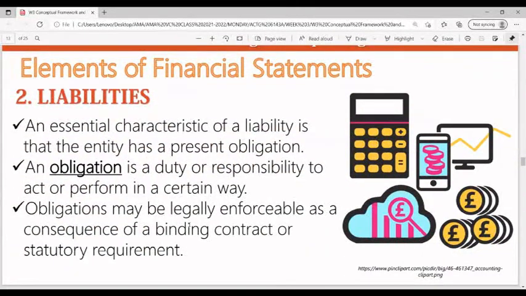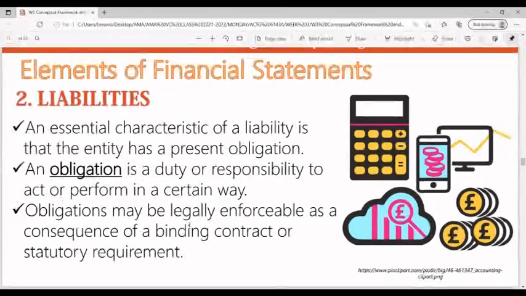While liabilities, an essential characteristic of a liability is that the entity has a present obligation. An obligation is a duty or responsibility to act or perform in a certain way. So obligations may be legally enforceable as a consequence of a binding contract or statutory requirement.